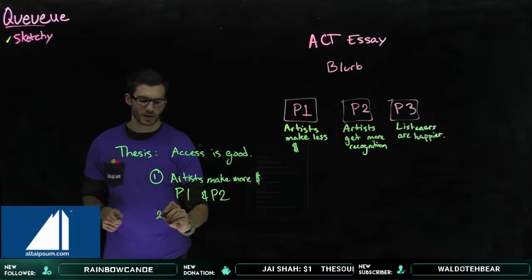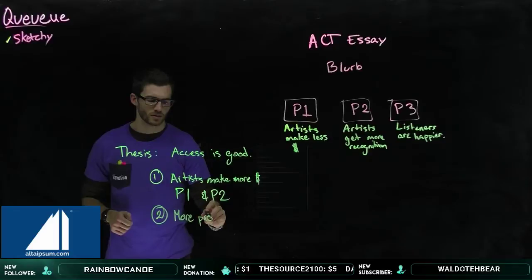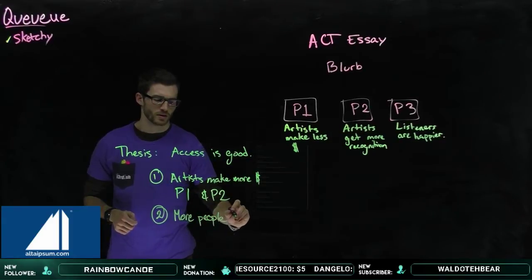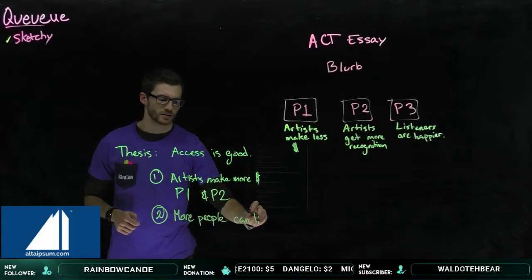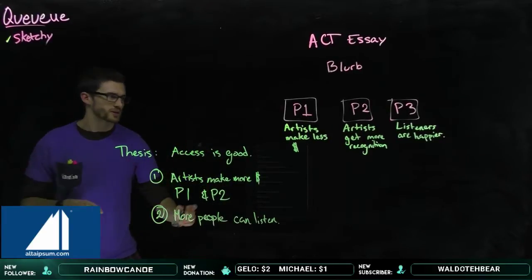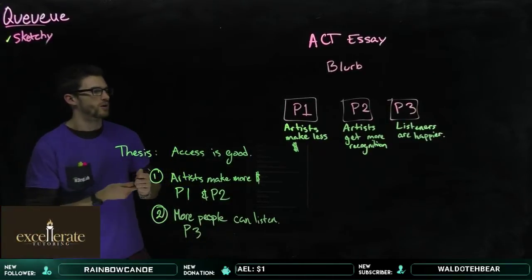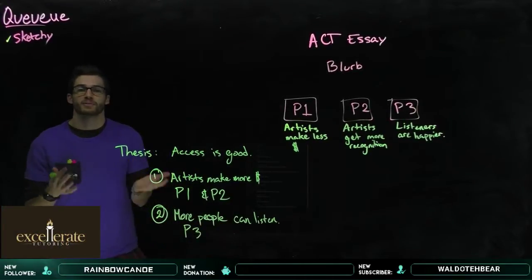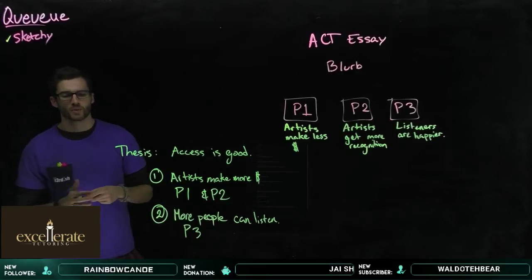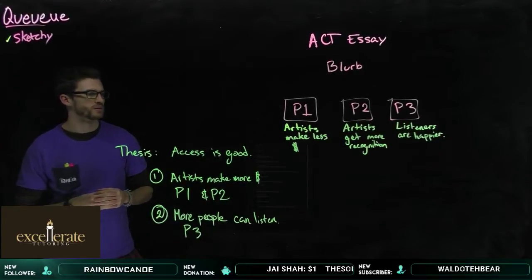And then we'll say number 2 is that more people can listen. So people get to appreciate it. So this is going to incorporate perspective 3 because listeners are happier because they don't have to pay. Hey, what is the symbol after the word less in the first perspective? Money.